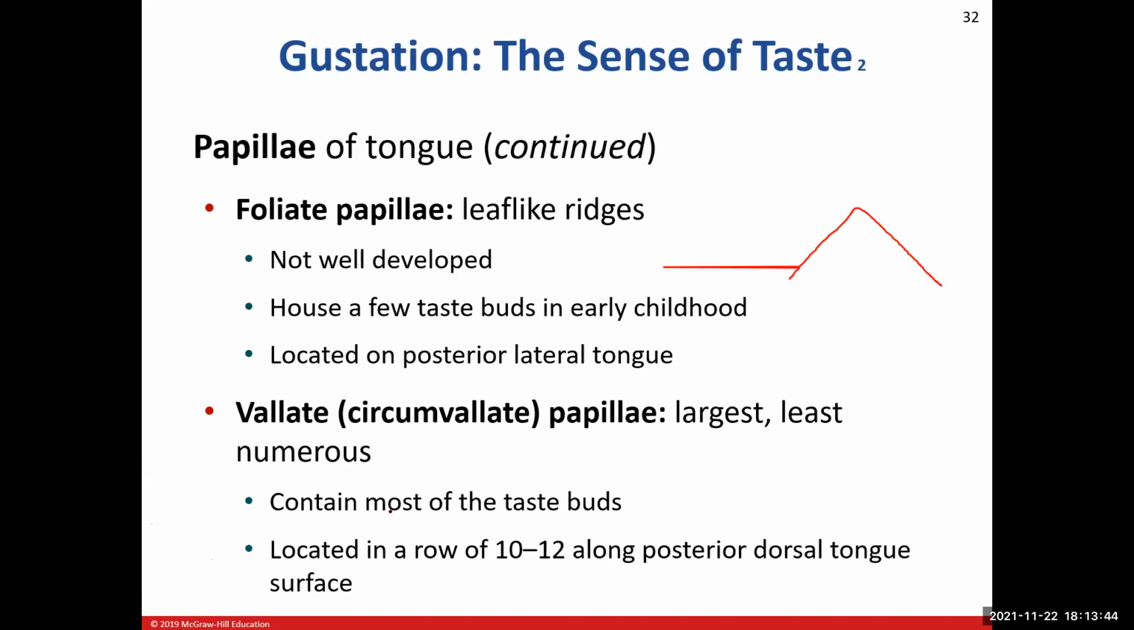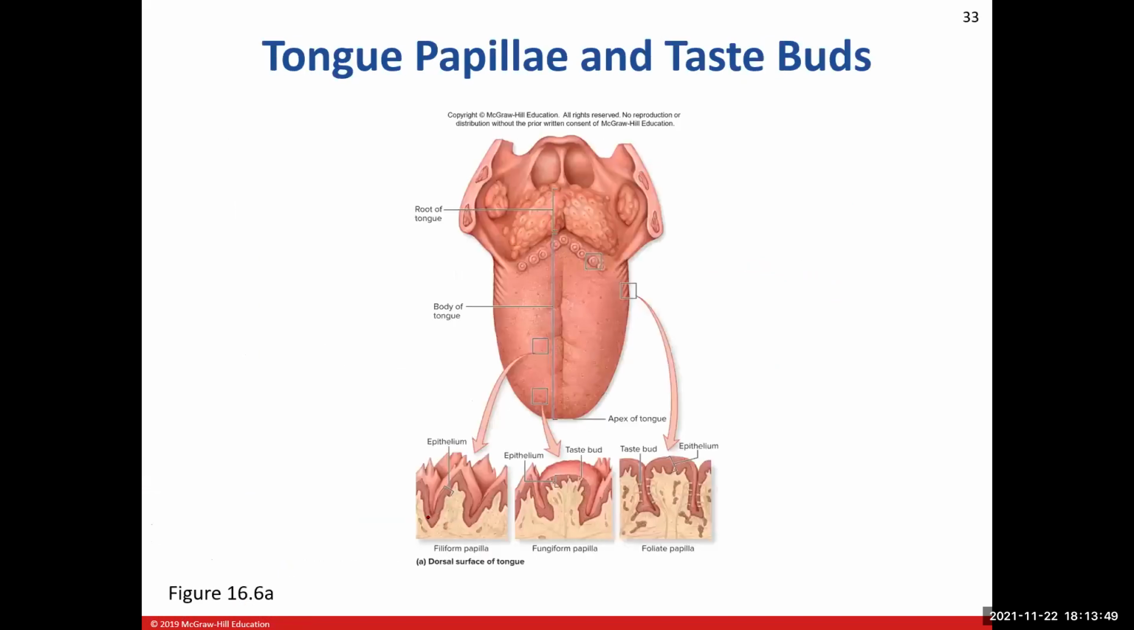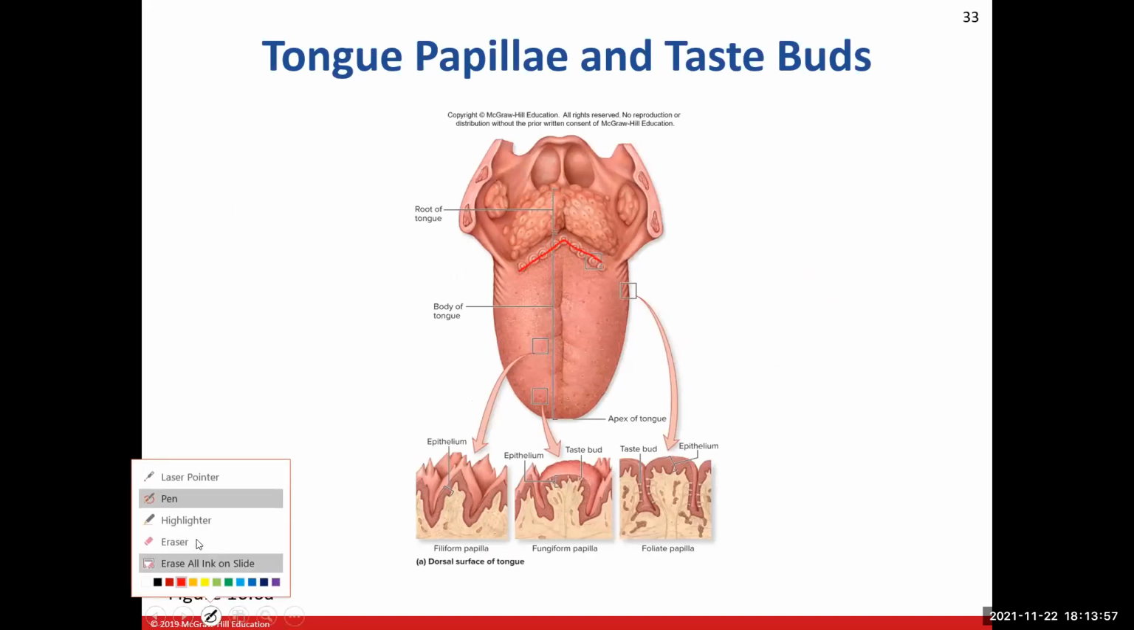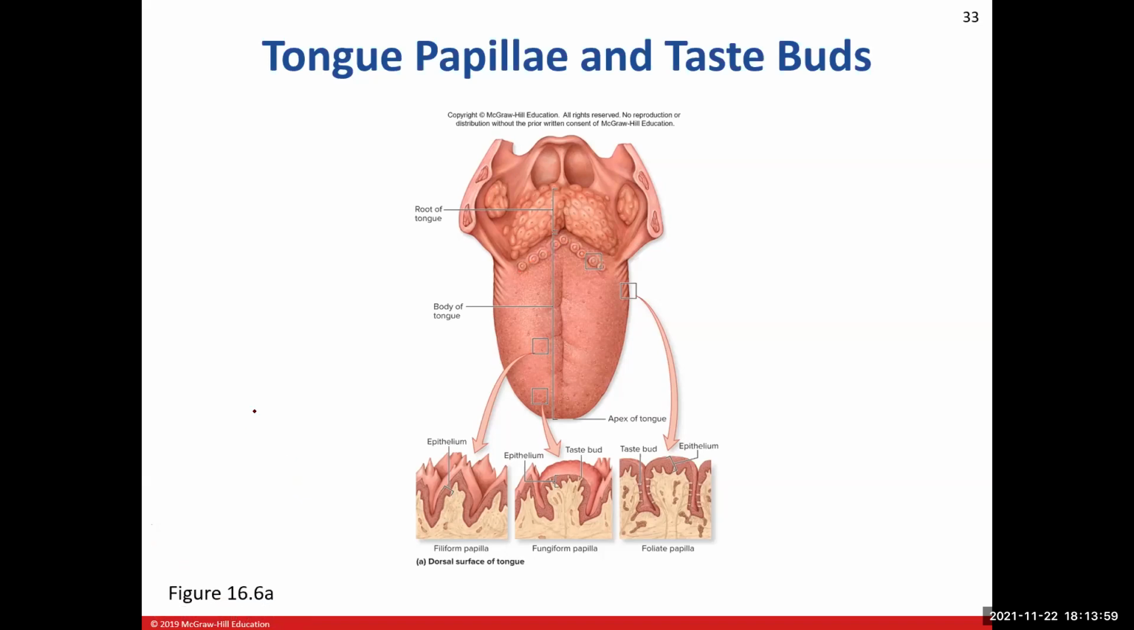This is where we're going to find the majority of our taste buds. We'll see them back there on the dorsal portion of the tongue, right here. Here are the vallate papillae right there. And those papillae contain the majority of the taste buds for your tongue.